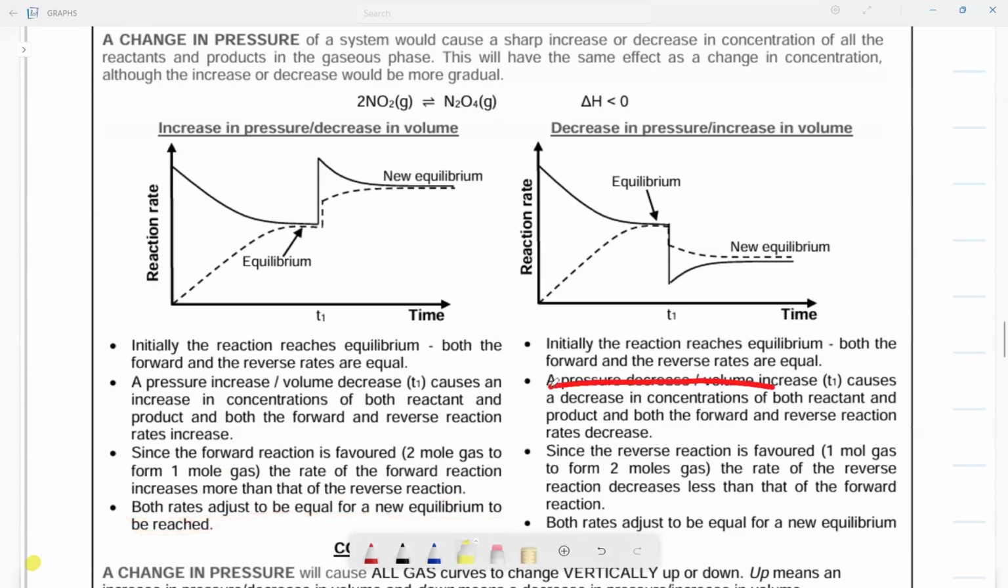Here, similarly, a pressure decrease causes a decrease in the concentration of both the products and reactants, and both the forward and reverse reaction rates decrease, right? Since the reverse reaction is favored, remember we are decreasing pressure, so we favor the side that produces more moles: 1 mole of gas to form 2 moles of gas. This one is a little bit confusing, but just take it as I explain it to you. The rate of the reverse reaction decreases less than that of the forward reaction, and the one that decreases less is the one that is favored. The one that increases more is the one that is favored, okay? Just like that.